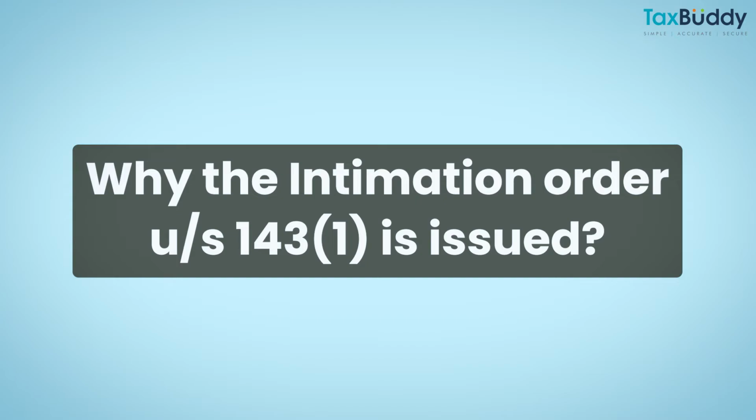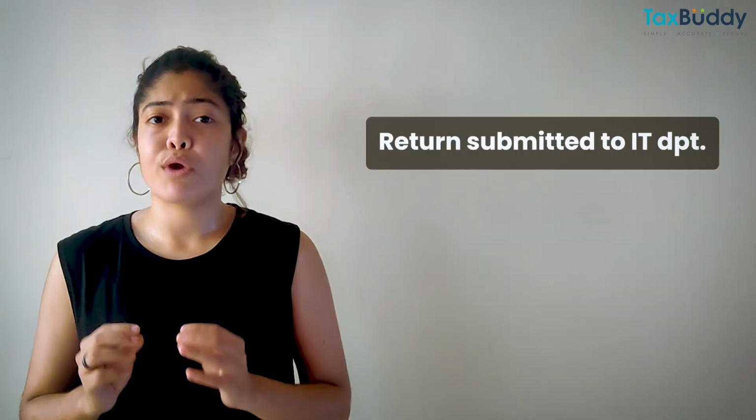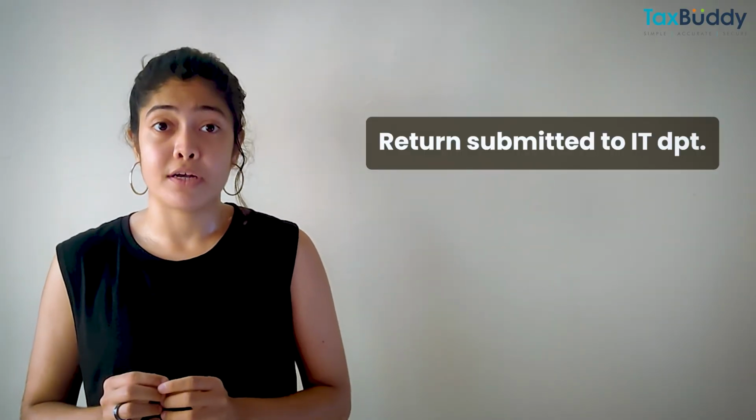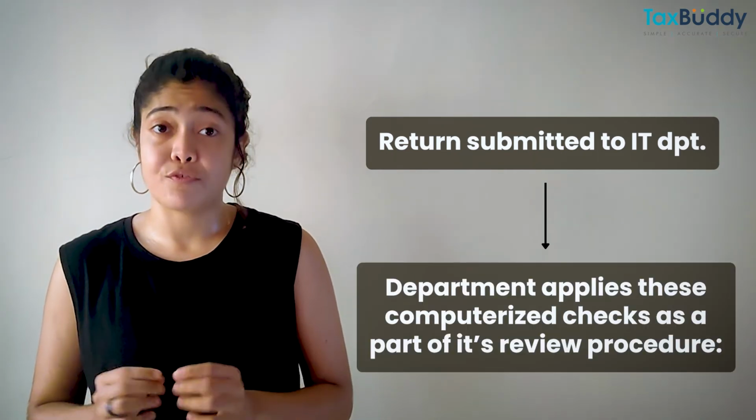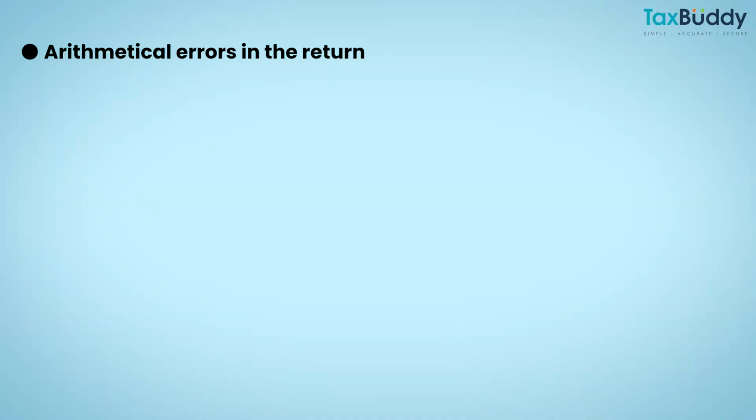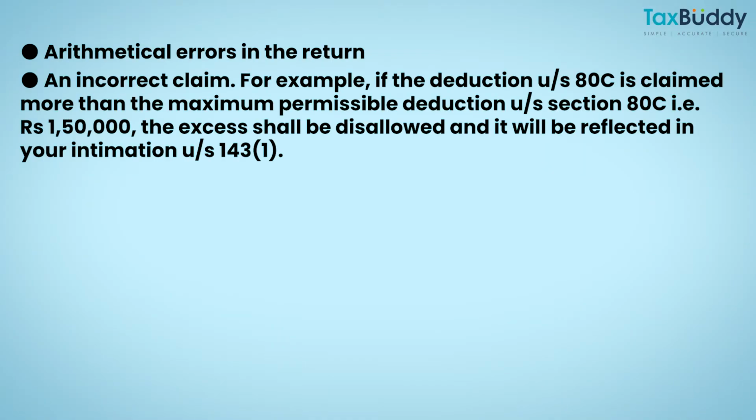Now let's understand why the intimation order under section 143(1) is issued. Basically, when a return is submitted to the IT department, the department applies the following computerized checks as a part of its review procedure. Arithmetical errors in the return, an incorrect claim. For example, if the deduction under section 80C is claimed more than the maximum permissible deduction under section 80C, that is rupees 1,50,000, the excess shall be disallowed and it will be reflected in your intimation under section 143(1).